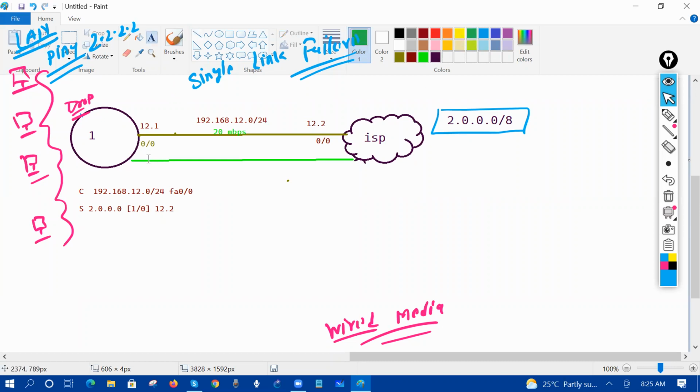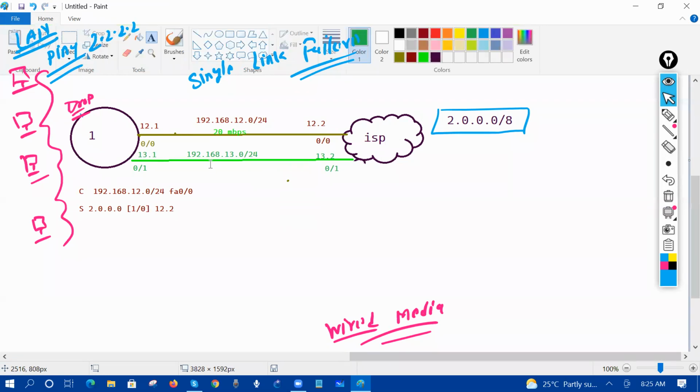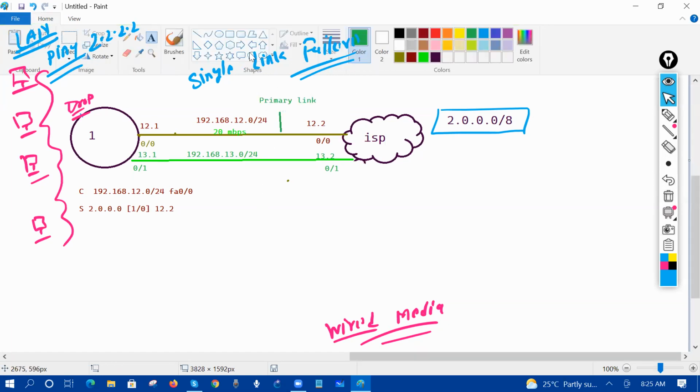And what about this link? Now this link is a 0/1 interface, and this is also 0/1. This guy has IP address 13.1, and the other has 13.2, and the subnet I'm going to use over there is 13.0/24. This is a backup path. This is my primary link, and this link is my secondary.